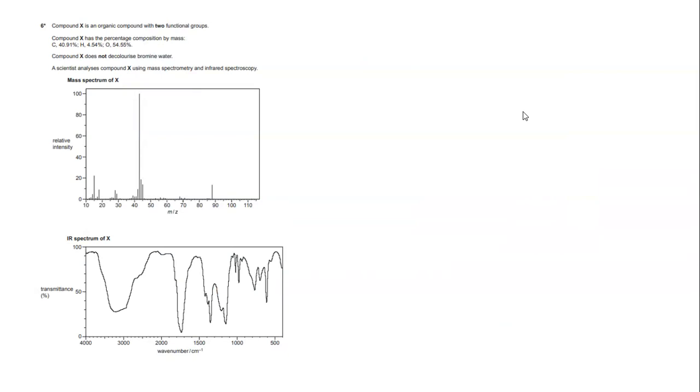Final question. We have all this information. We have to identify X. Step 1, calculate the empirical formula. Same as always, you're going to use the percentage to calculate the number of moles of each of your elements. Here we end up with a ratio of 1, 1.33, and 1. If you have a situation like this, you know you need to multiply all the numbers by 3 to get a whole number for hydrogen, and we have an empirical formula of C3H4O3.